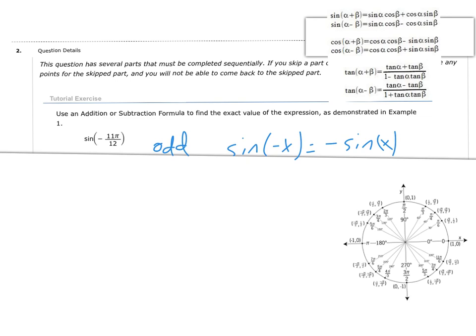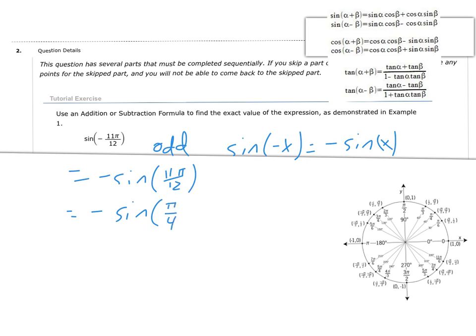So what they're going to say is we can turn this into negative sine of 11 pi over 12. So we can take that negative and throw it out front. All right, then the next step, we're going to split this up into 2 angles, and I think they give you the first angle here.